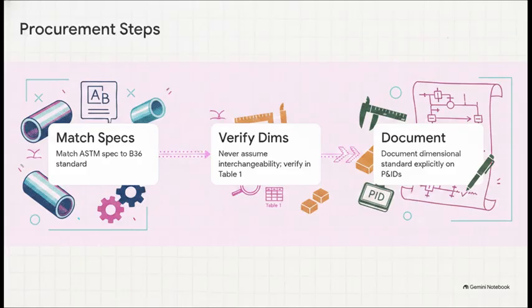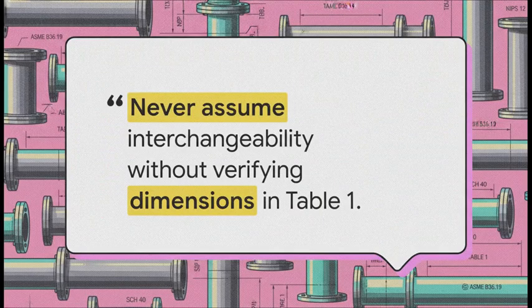Step 2. Verify your physical dimensions in Table 1 of the standard. Do not guess. And step 3, document that dimensional standard explicitly on your piping and instrumentation diagrams, your P&IDs. Seriously, don't leave it up to the vendor to try and guess which standard you met. I actually want to repeat this golden rule just because it is literally the single most common pitfall we see. Never assume interchangeability without verifying the actual physical dimensions in Table 1 of the standard. I'll say it again. Never blindly substitute a 40S stainless pipe for a 40 carbon pipe, especially around that 12-inch mark we looked at earlier, without confirming that the exact wall thickness actually meets your system's pressure requirements.